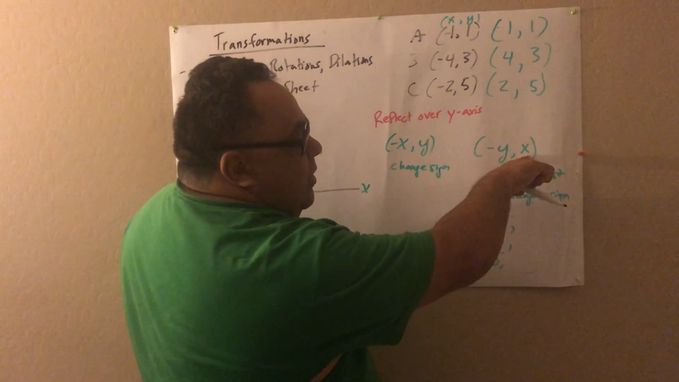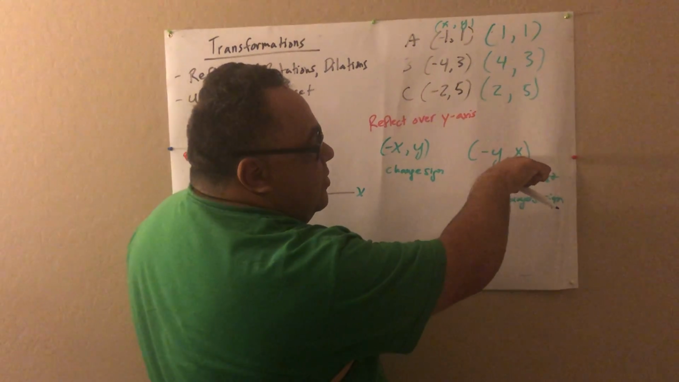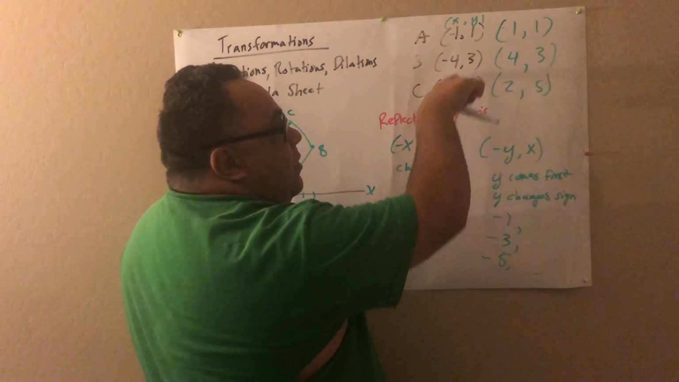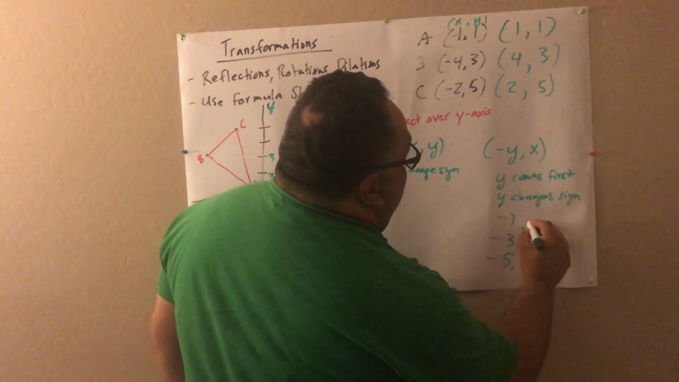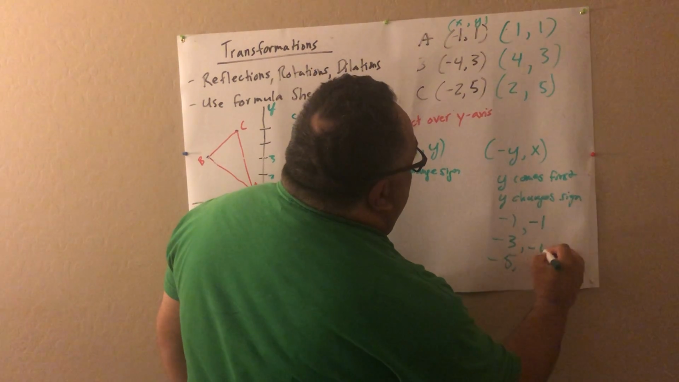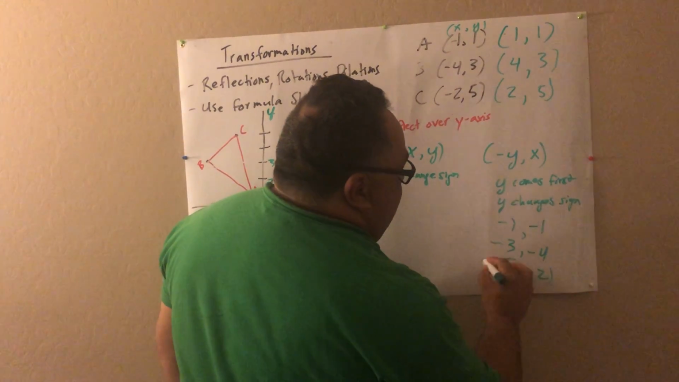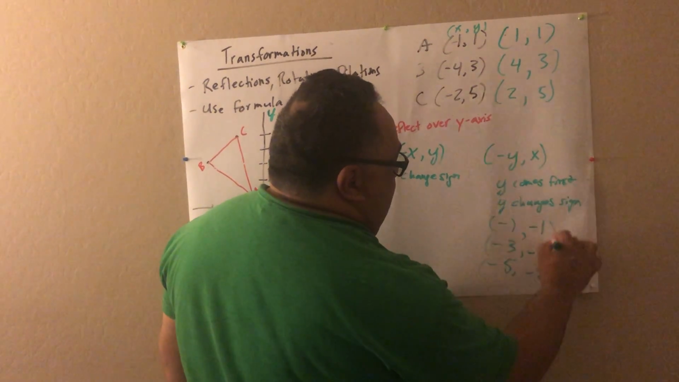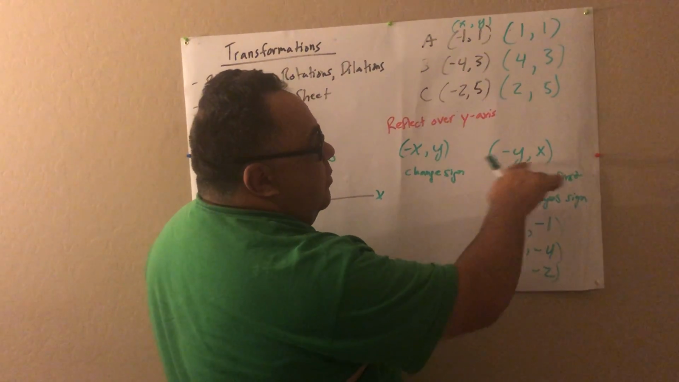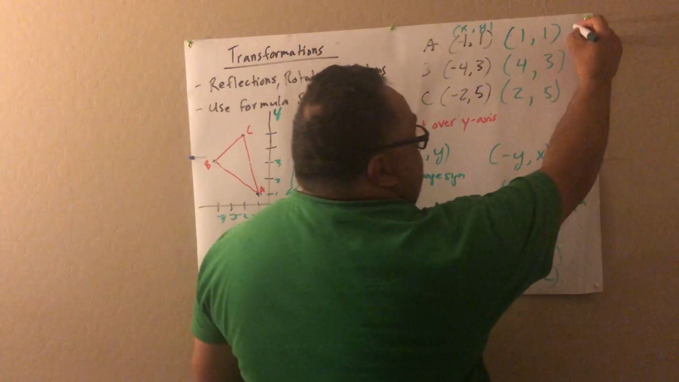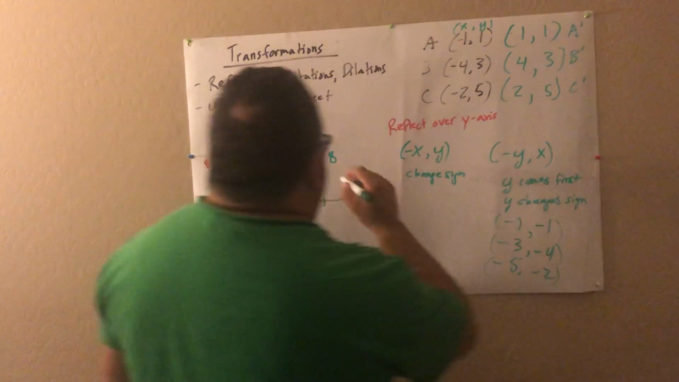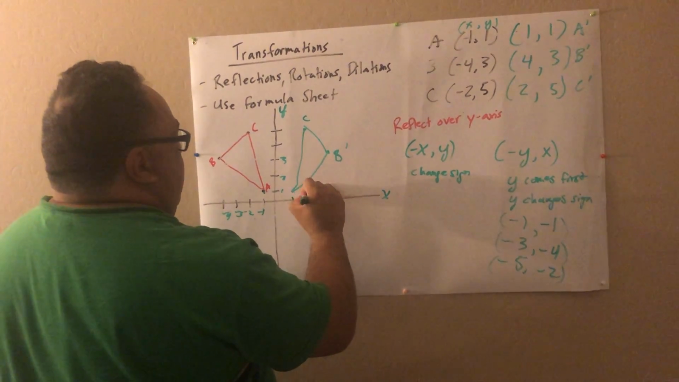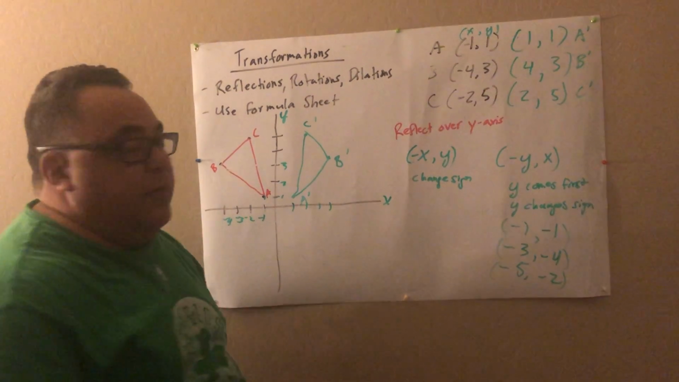In the formula, the only change in x is it comes second. So these values, -1, -4, -2, they're not going to change in value. They're just going to move position over here to last. Why is that? Because that's what the formula tells you right there. And this right here in green, this is called A prime, B prime, C prime. Those are new points for A, B, and C for the reflection.